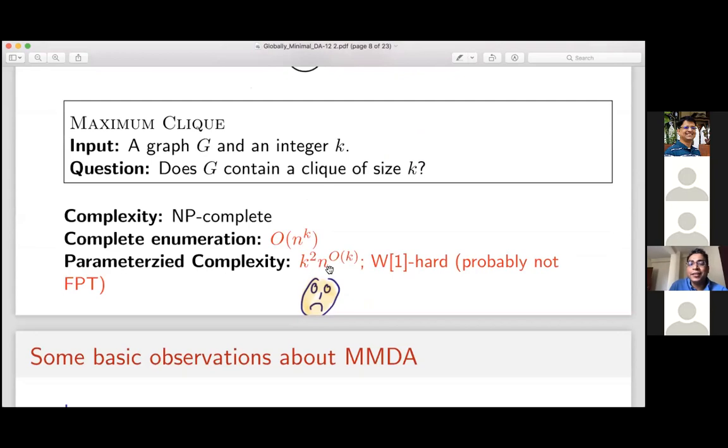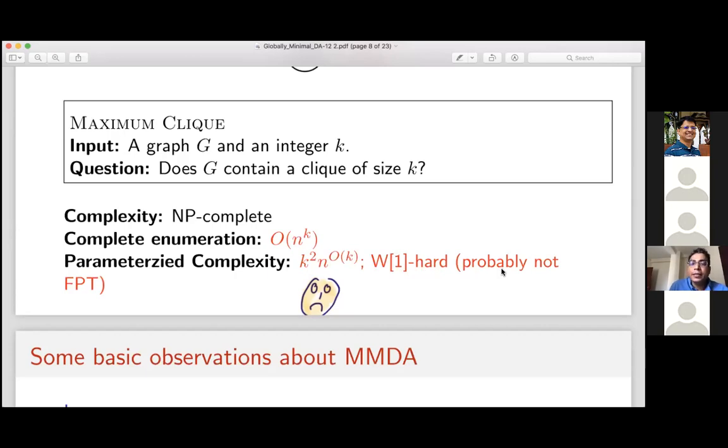So this clique problem does not have an FPT algorithm, right? So this is in the class W1-hard because of this n to the power of K, and that's a conjecture that the problem is most probably not FPT then. Okay, so this is sort of different.